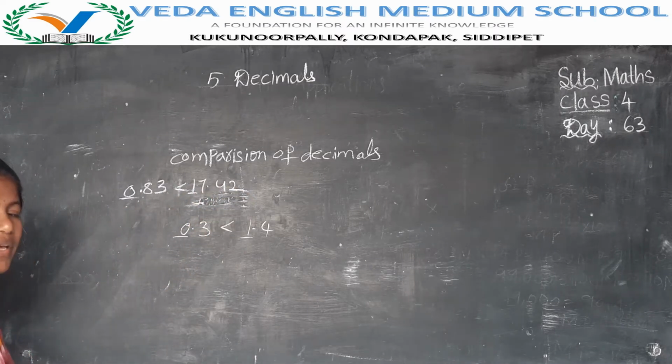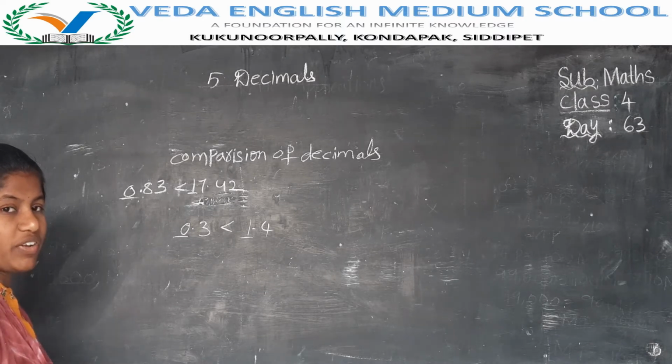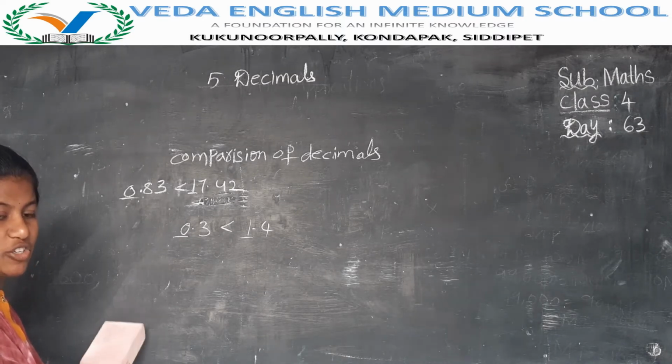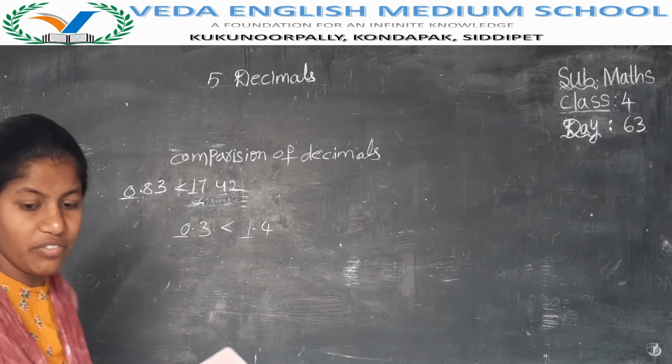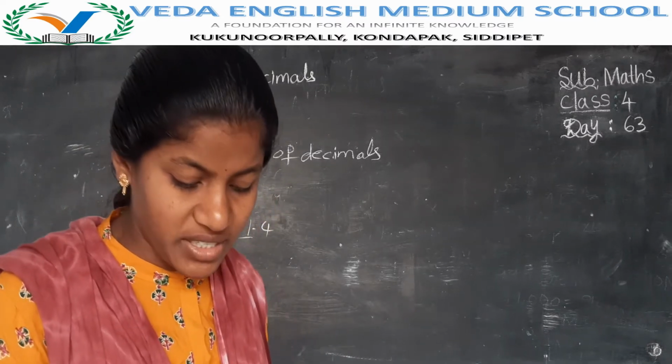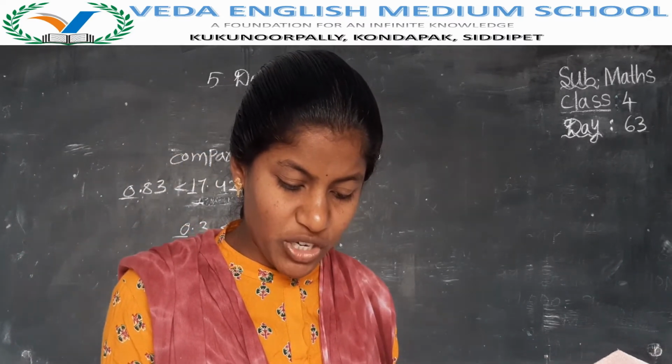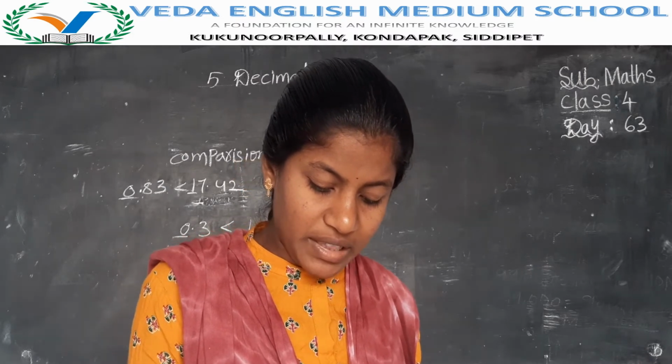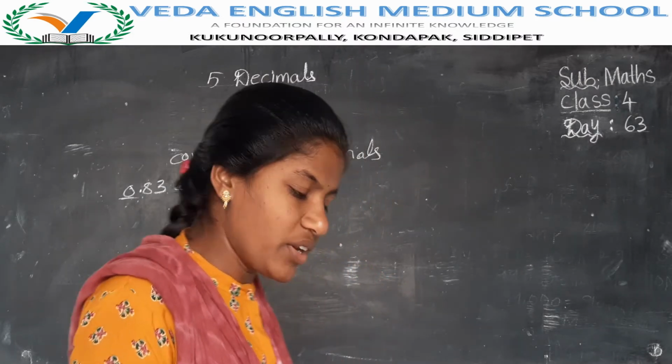Like this you have to compare the decimals. You have to do it like this: the conversion of like decimals into unlike decimals and comparison of decimals. Have you understood, children? Then, if you have understood, we will go directly to the exercise. Exercise 5.3, page number 90. Fill in the blanks using less than, greater than or equal symbol.